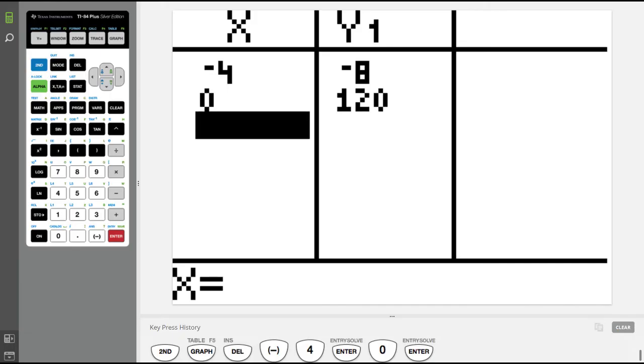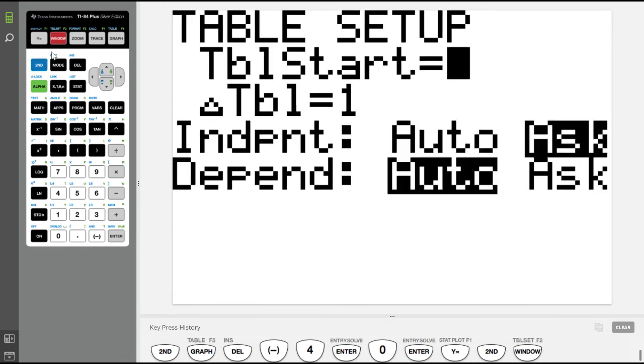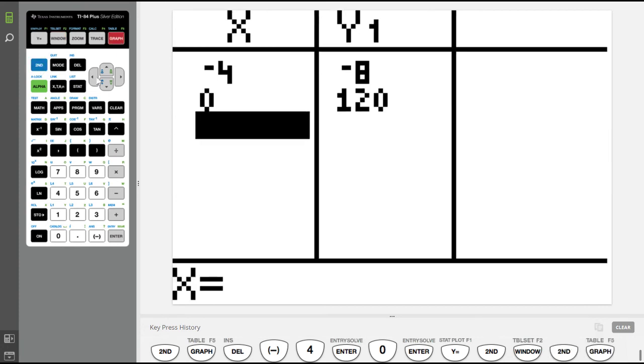I think I already have it preloaded, but let me go to y equals. You go to y equals and you place your derivative into your y equals. It's just a quick way of evaluating this. And then we go to our table. Actually, let me go to my window setup. Hit second window, make sure that your independent variable is on ask. And then if we go to our table, let's delete these out.